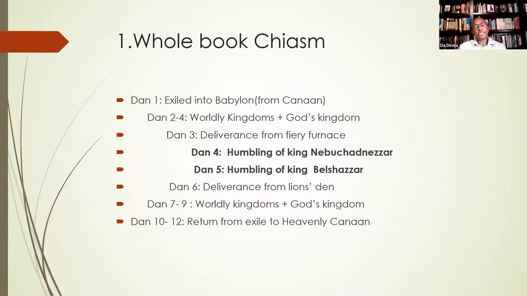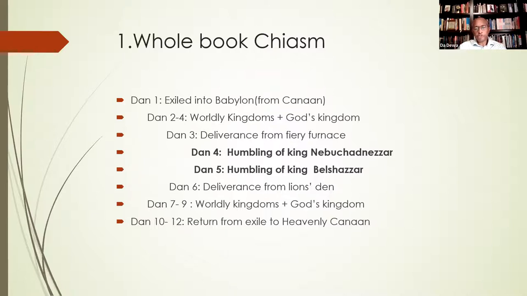Then as you read on in chapter 2 to chapter 4, you find it talks about the statue with the kingdoms, Babylon, Medo-Persia, Greece, Rome, and then God's kingdom. So that's what you then find in those other chapters. If you go to chapter 3, you find the three Hebrew boys who are delivered from the fiery furnace.